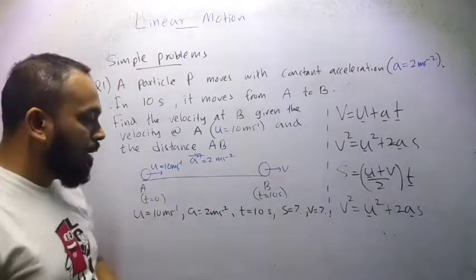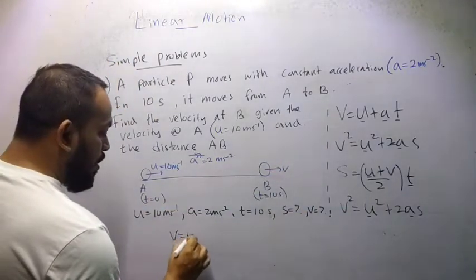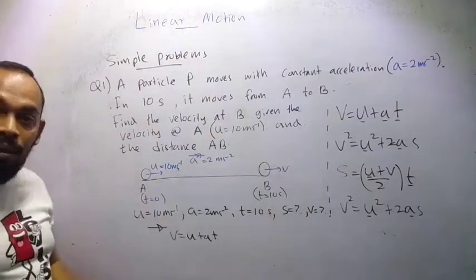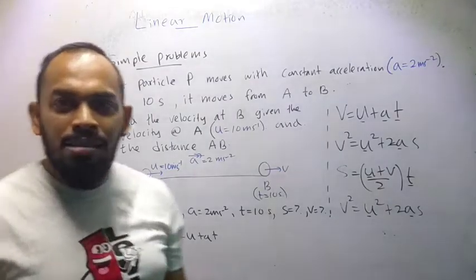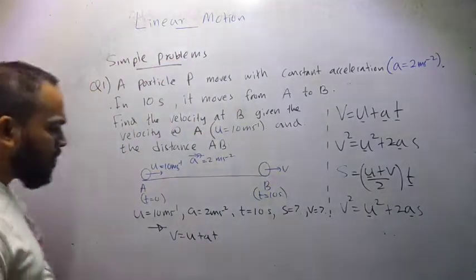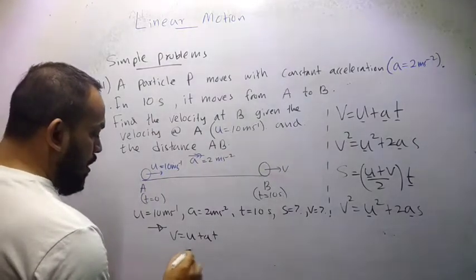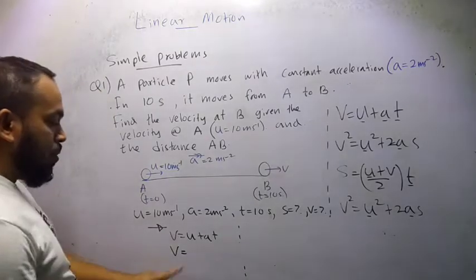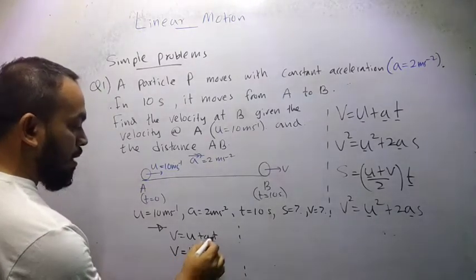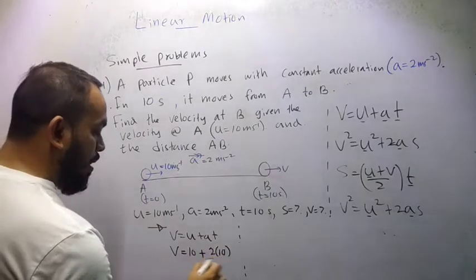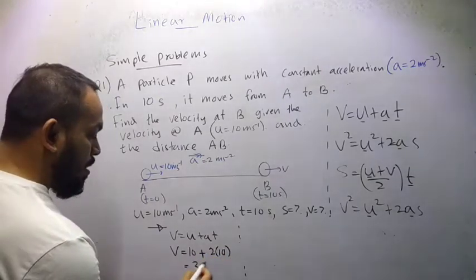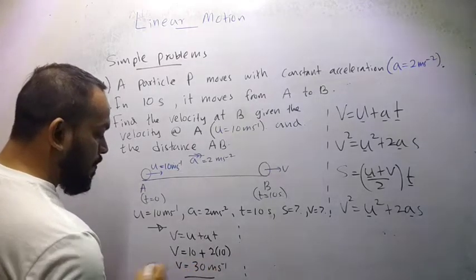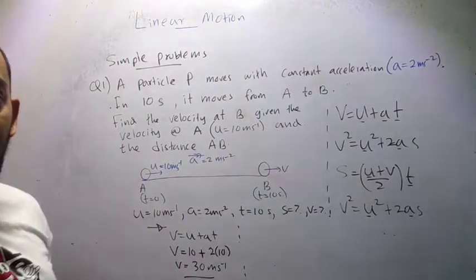So to find V, we have to use v equals u plus at. Notice here I put this arrow. If a diagram has been drawn, we put an arrow. If you don't draw the diagram, for simple problems you don't need arrows. So v is therefore u is 10 meters per second, a is 2, time is 10. So the final velocity is 10 plus 20, 30 meters per second. This is the velocity at B, 30 meters per second.